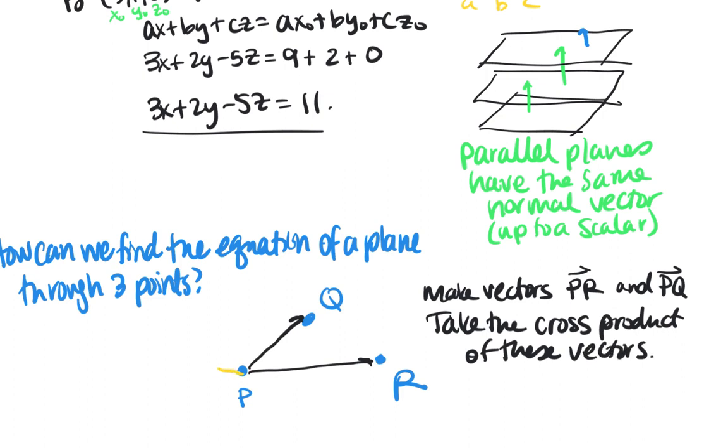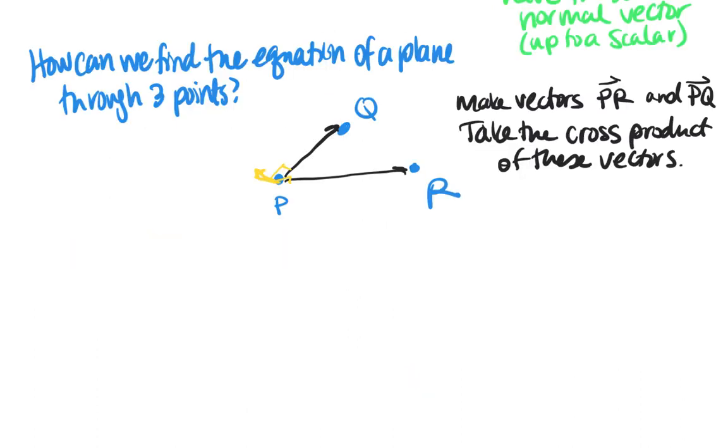Now, it's hard to draw what direction this is going because really it needs to be coming out from the screen. But when you cross those two, you get a vector that is perpendicular to both of these vectors, right? So you're going to get a vector coming out of point P that is perpendicular to both of those two. That would be the normal vector for the plane. So once you have the normal vector, you can just use one of the points and write the equation like that.